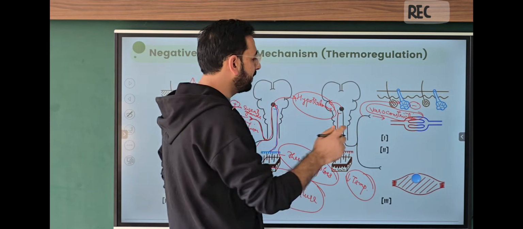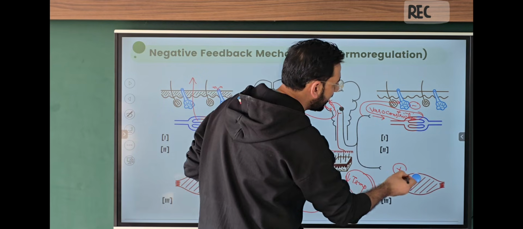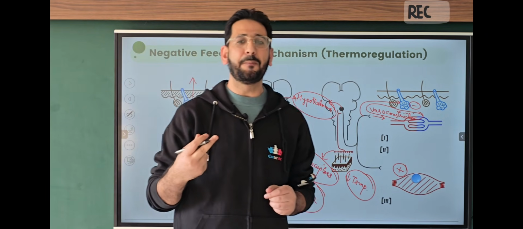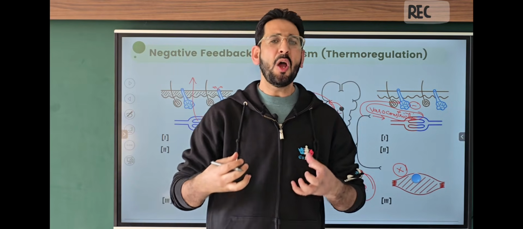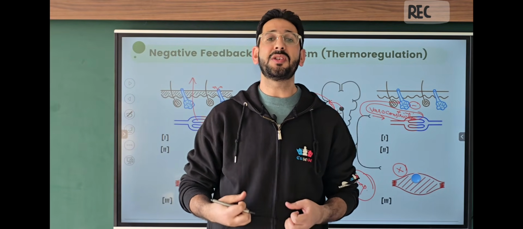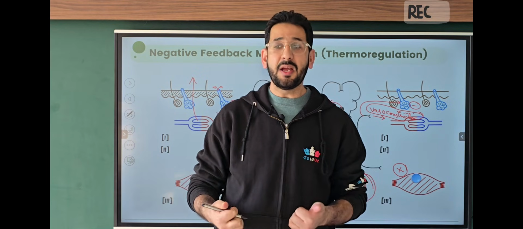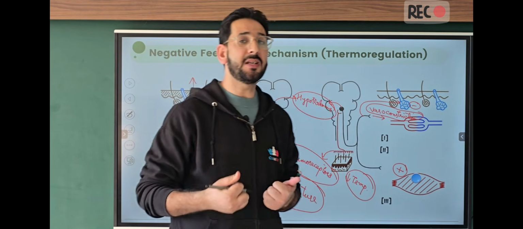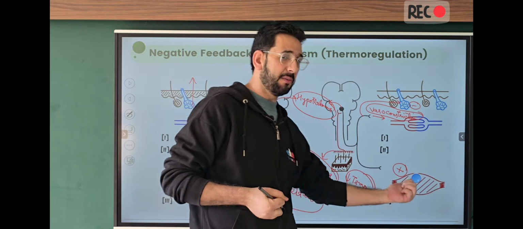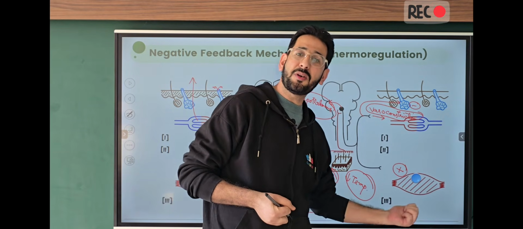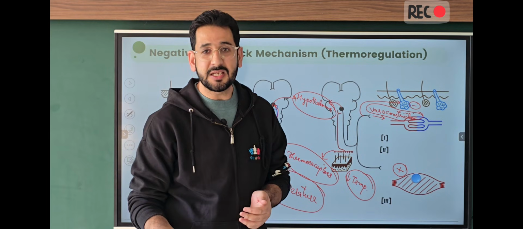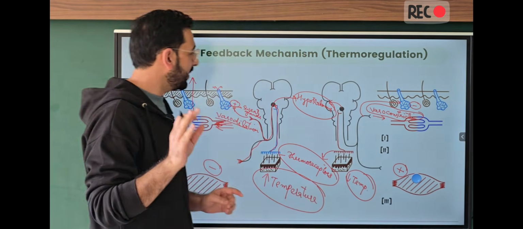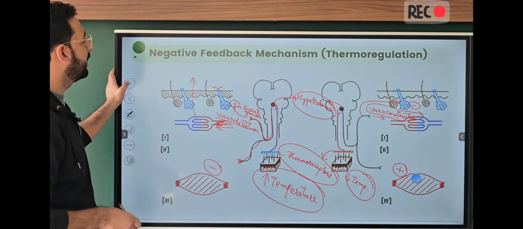And the third thing, very important, it is going to stimulate the muscle contraction, and when there is more muscle contraction, that is going to generate more heat. And that is why whenever it is very cold, we feel that shivering. That shivering is because our hypothalamus has triggered the muscle contraction, and that muscle contraction is going to generate more heat inside our body and bring that temperature back to normal. Okay, so this is another example of the negative feedback mechanism.